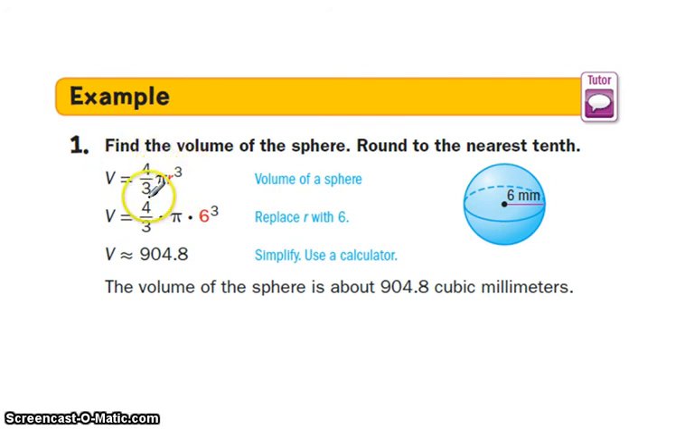Then plug in what you know. They give you 4/3 and they give you pi. Look for your radius. Here's your radius, 6 millimeters. Plug that in and cube it. If you mess up in this, it's probably because you're so used to putting a square here, you're going to put a 2. But keep in mind, it is a 3. And your answer is approximately 904.8.